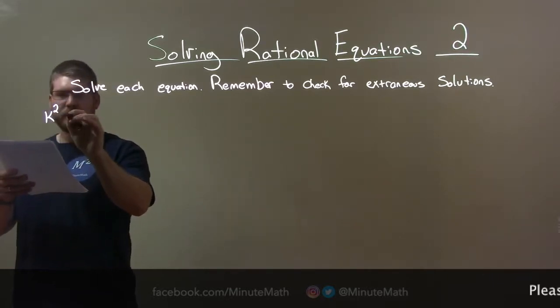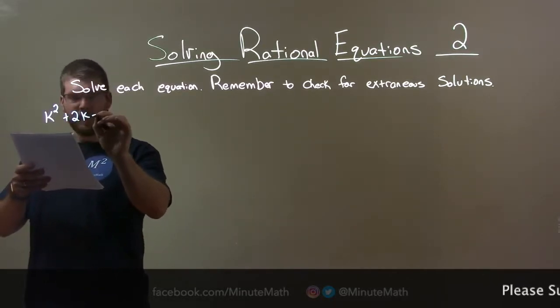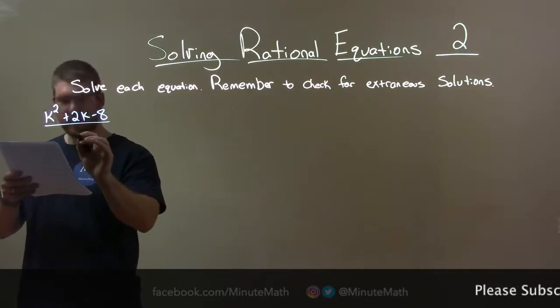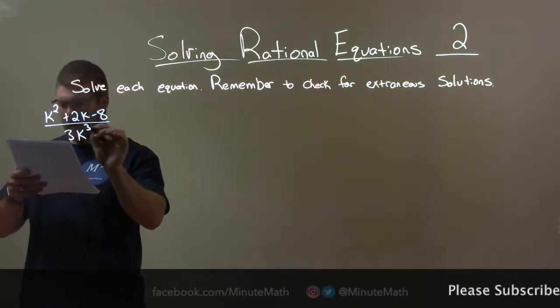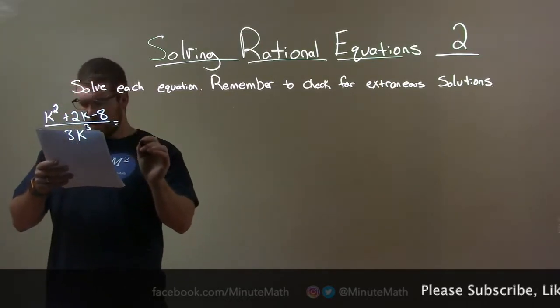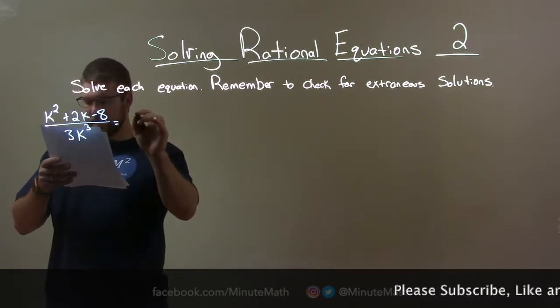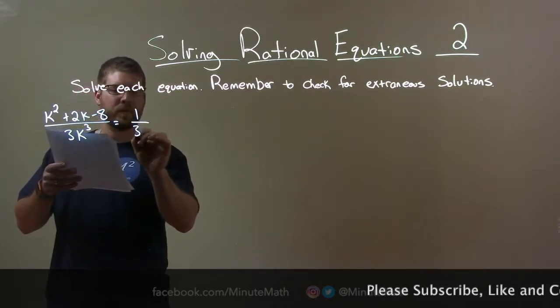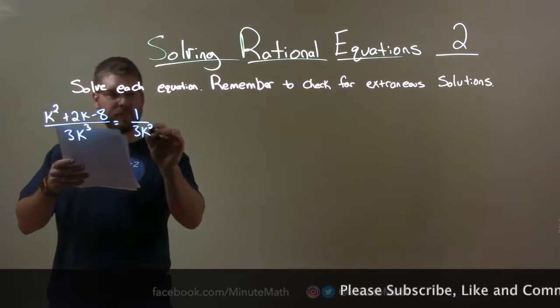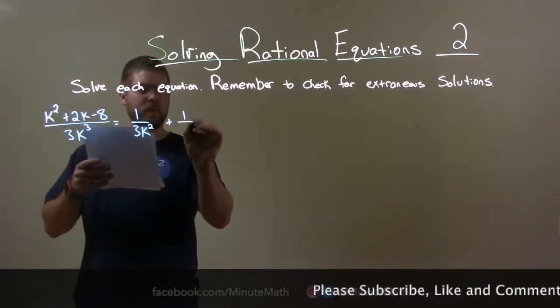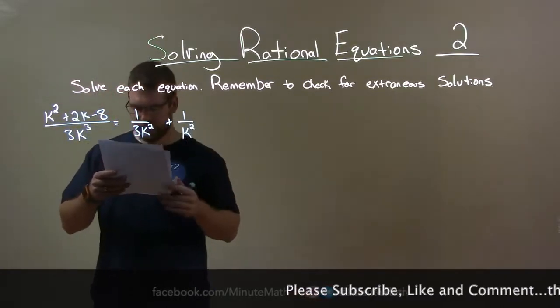k squared plus 2k minus 8 over 3k to the third power. And that's going to be equal to 1 over 3k squared plus 1 over k squared. Okay.